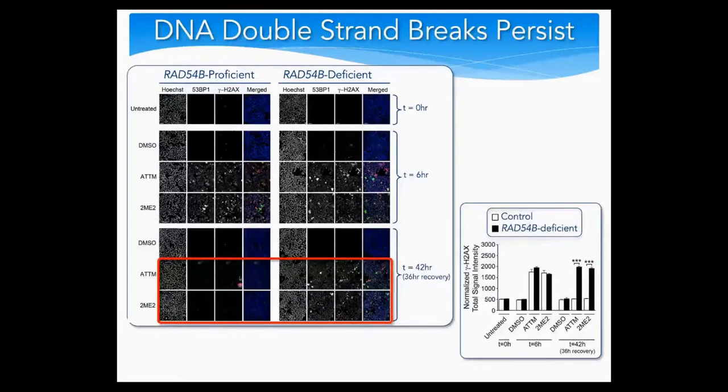Upon washout, we notice at the bottom here that there is a dramatic decrease in those levels within the control cells, but those levels persist within the Rad54B deficient cells, certainly showing that those DNA double-strand breaks are not being adequately or properly repaired in the Rad54B deficient cells. And of course, we can quantify that, and those differences are statistically significant relative to the corresponding control cells. So with that, we certainly are seeing increases in DNA double-strand breaks.